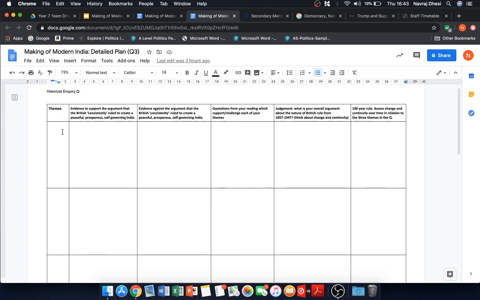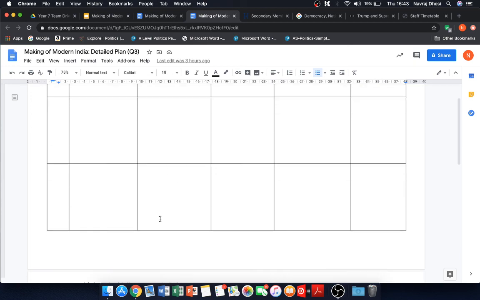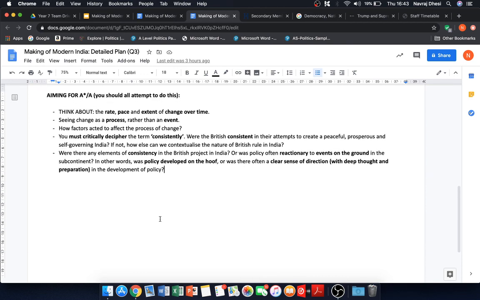do the British work consistently to create a peaceful India over the 100-year period, or are there changes over time? Is there a period of peacefulness and then a period of violence, oppression, and brutality, and then does it go back to being peaceful? So you need to look at the rate, pace, and extent of change over time with all of the themes. And so similarly, you need to think about the rate, pace, and extent of change over time, seeing change as a process rather than an event. Which factors and how factors acted to affect the process of change.